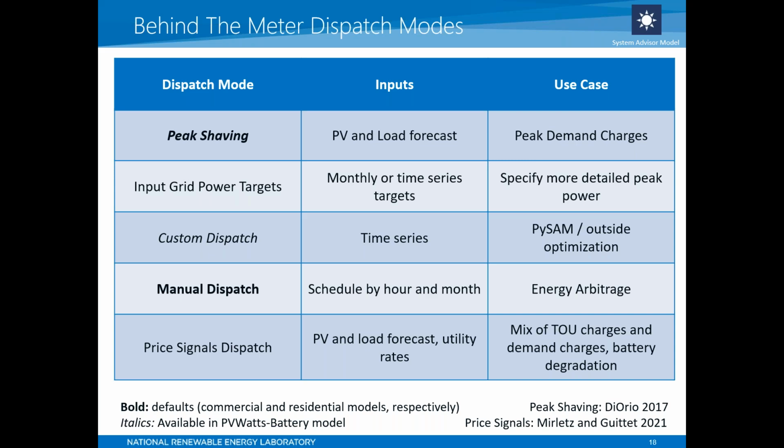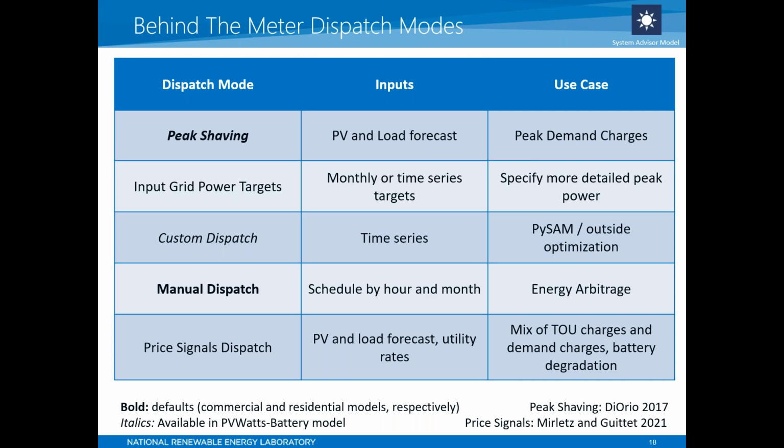And then finally, the new algorithm in the most recent release of SAM is the price signals dispatch. The previous set of algorithms only looked at PV and load forecasts. They didn't translate anything into costs. So in addition to the PV and load forecast, this algorithm includes the utility rate such that the battery's discharging can be targeted for the periods of highest cost.